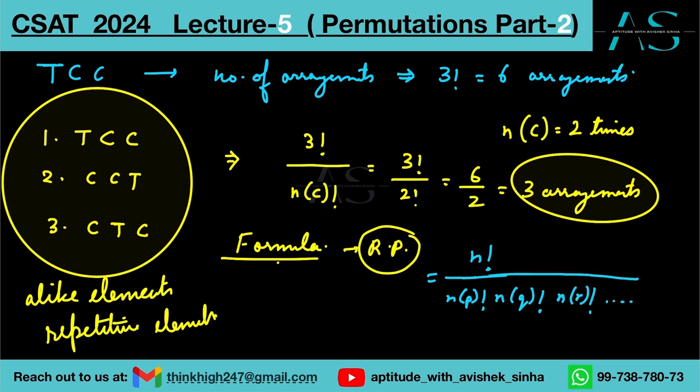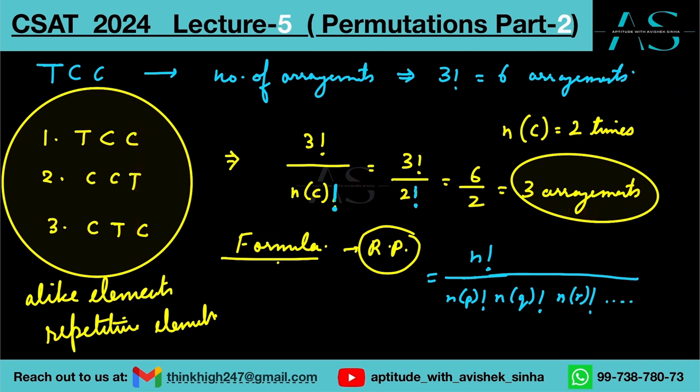Number of times factorial. That is what we do. Very important. Number of times factorial. That is how we solve this. Okay, I'll give you an example. No worries. Don't worry about it. But as of now, I hope this particular example is clear to everyone. The TCC part. So with the help of the formula, we are getting the definite result, that is 3 arrangements.